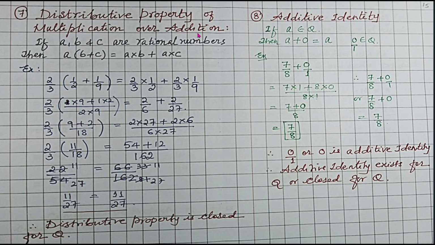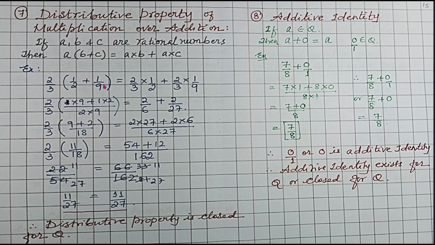Now let us talk about the distributive property of multiplication over addition. And we know what is the distributive property of multiplication over addition. That is, if a, b and c are three rational numbers, if I add b and c and multiply by a, or multiply a into b plus a into c and then add, the answer is the same. That means LHS is equal to RHS. Let us understand this with an example.